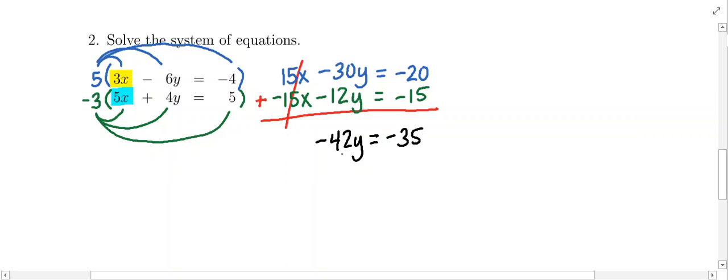Okay, so we can solve for y. There's only a y in this equation, so we're going to divide both sides by negative 42. Negative divided by negative will turn positive, so y is going to be 35 over 42. Kind of a strange answer, but that's okay. You can get fractions as your answer.